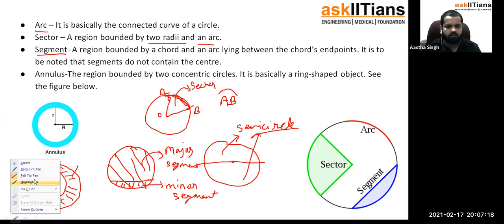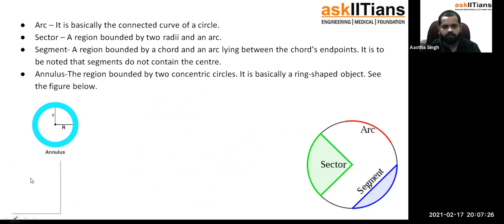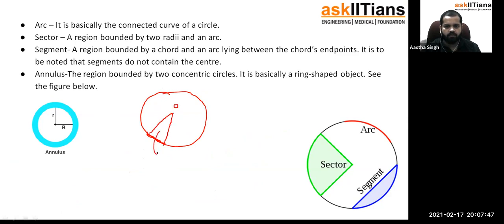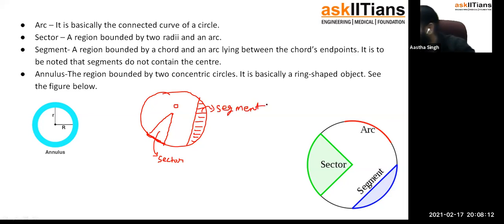Let me summarize all these points we have discussed. If a circle is there, any part of the circle is your arc. If it is connected to the center by two radii, then it is known as your sector. If any chord is there, then the region divided by the chord is known as a segment, and one will be the major segment and one will be the minor segment. I think my point is clear to you: what is a segment, what is a sector, what is an arc.